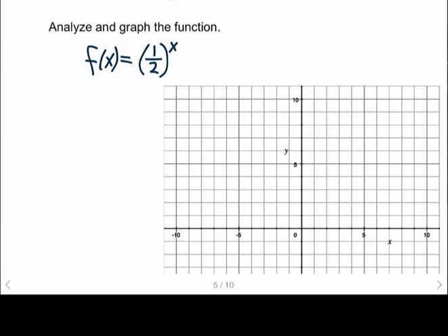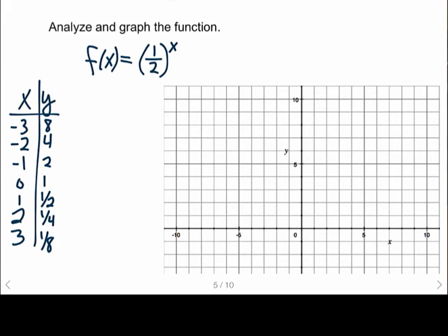For our next example, we're looking at the function f of x is equal to 1/2 to the x. And what I'd like for you to do is, using an xy table, see if you can analyze this the way we've been doing. Go ahead and pause the video and see what you can do.